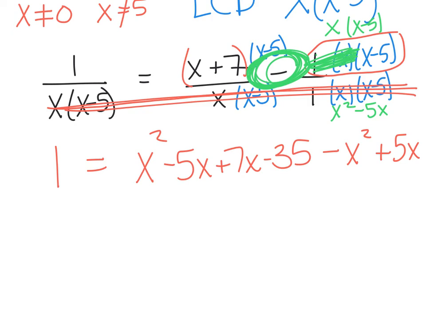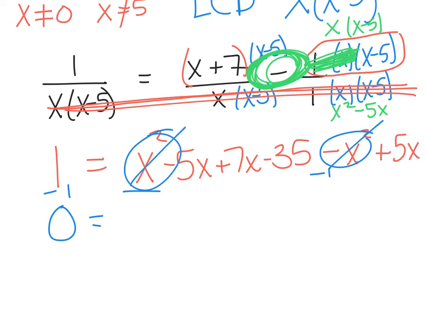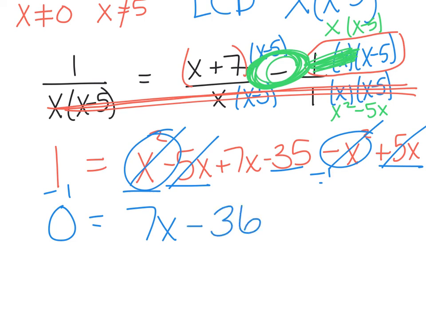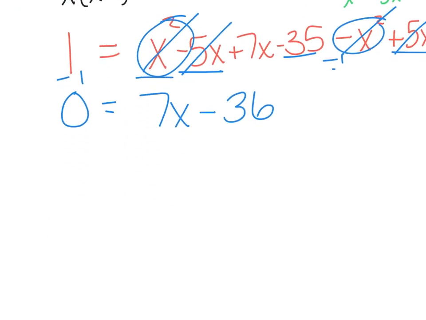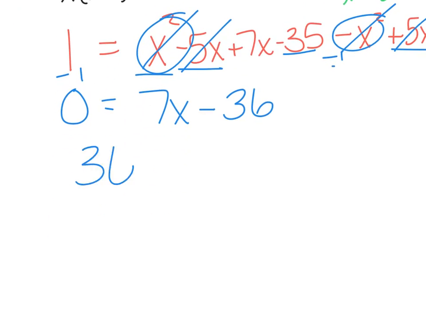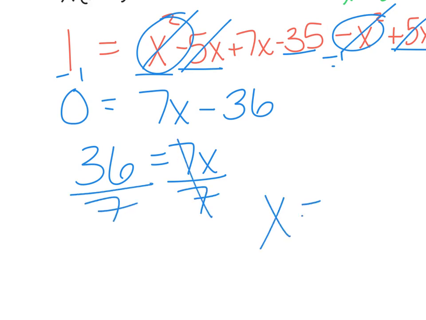All right, so let's clean this puppy up. Let's see, I'm going to say 0 on this side because I'm going to subtract 1 to both sides. So I'm going to get x squared and minus x squared. Wow, those eliminate. That's awesome. Negative 5x and positive 5x. That's awesome. Those eliminate. So it looks like I get 7x, and I have negative 35 minus 1, so minus 36 equals 0. Now, all I got to do is get x by itself. There's clearly no factoring to do. I'm going to add that 36 over, equals 7x. Divide by 7, and I'm going to say x equals 36 over 7.